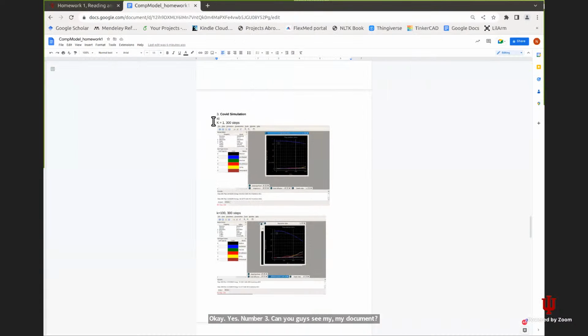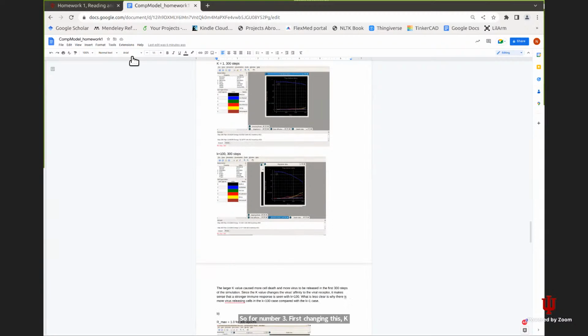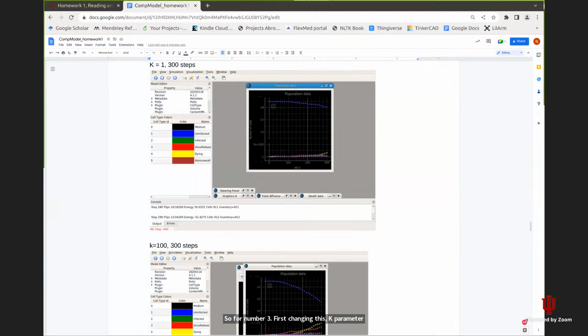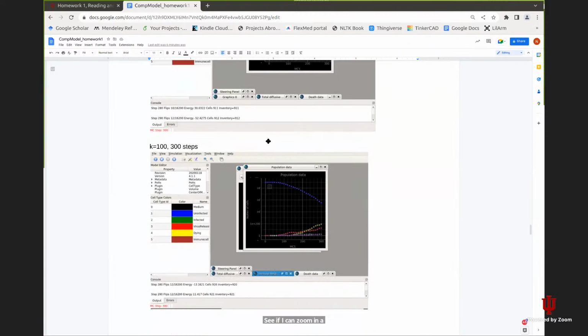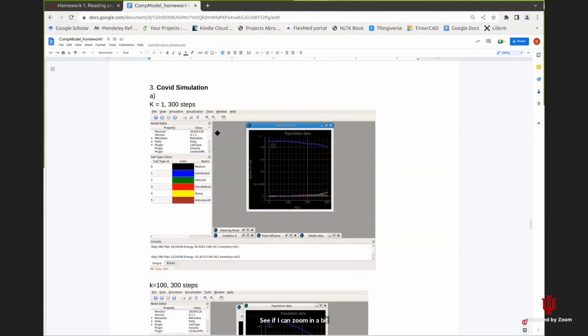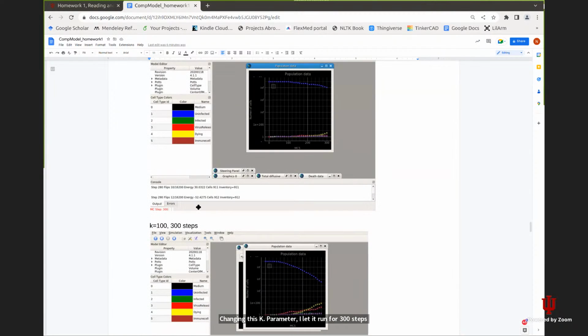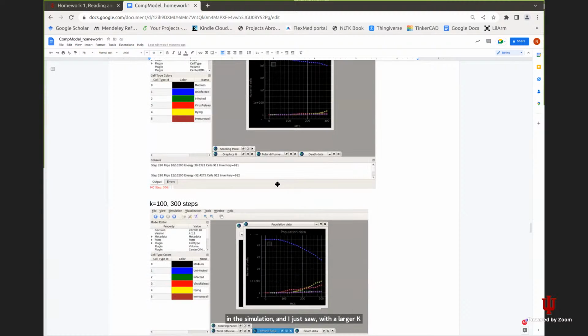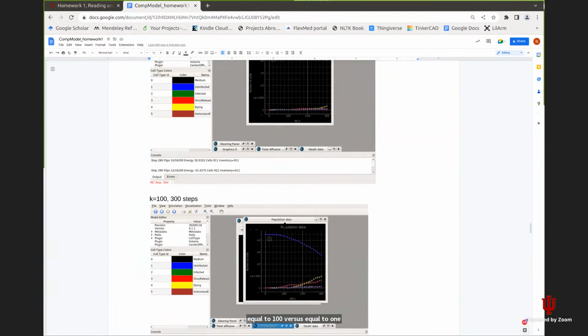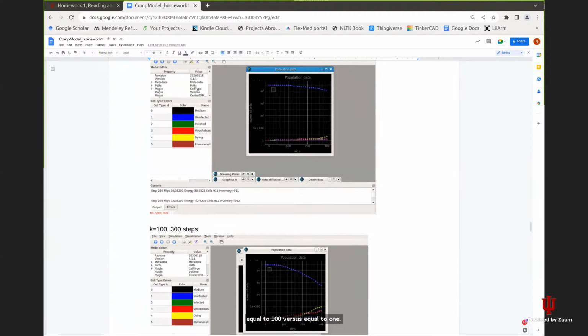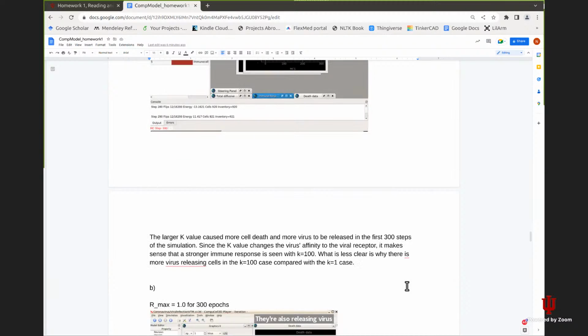So for number 3, first changing this K parameter. I let it run for 300 steps in the simulation, and I saw that with a larger K equal to 100 versus equal to 1, my population of uninfected decreased a lot faster and a bit steeper. And you could also see down here, cells were dying at a much higher rate. They were also releasing virus at a much larger rate.